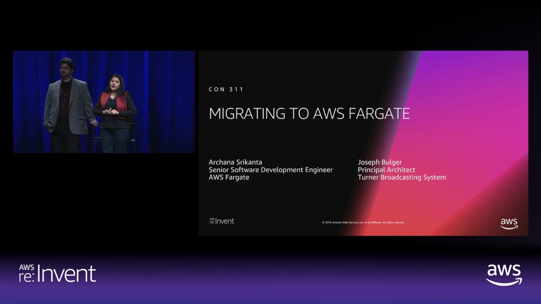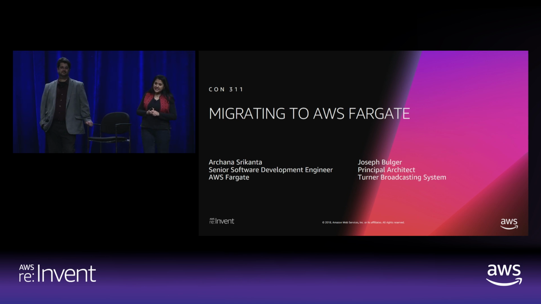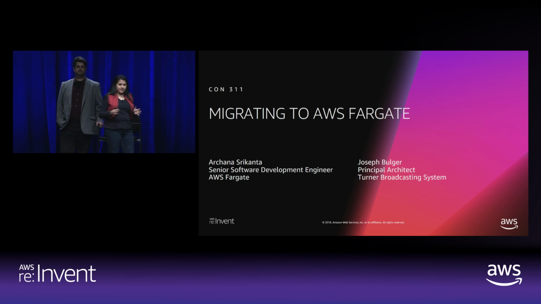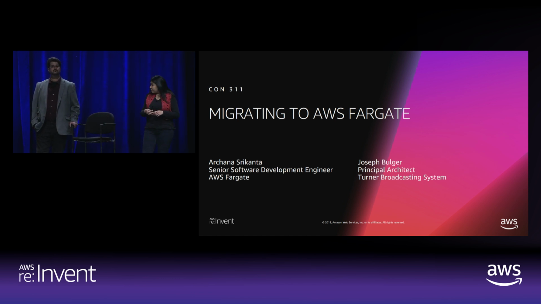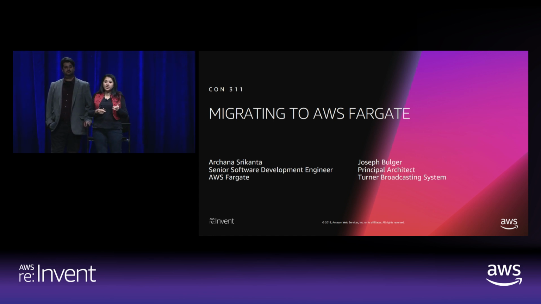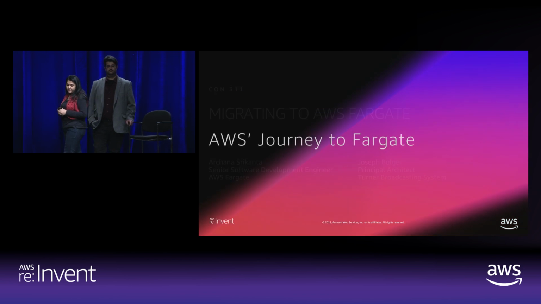But before I go any further, I want to introduce you to Joseph Bulger, who is a principal architect at Turner, and he's going to be co-presenting this session with me today. Turner is one of our larger Fargate customers, and we're really happy to have you here. Thank you, Joseph, for spending the time here. And so after I give you a little bit of the AWS perspective of how you should be thinking about your applications on Fargate, Joseph will talk to you about a customer-side perspective of their migration story onto Fargate. So without much further ado, let's get started.